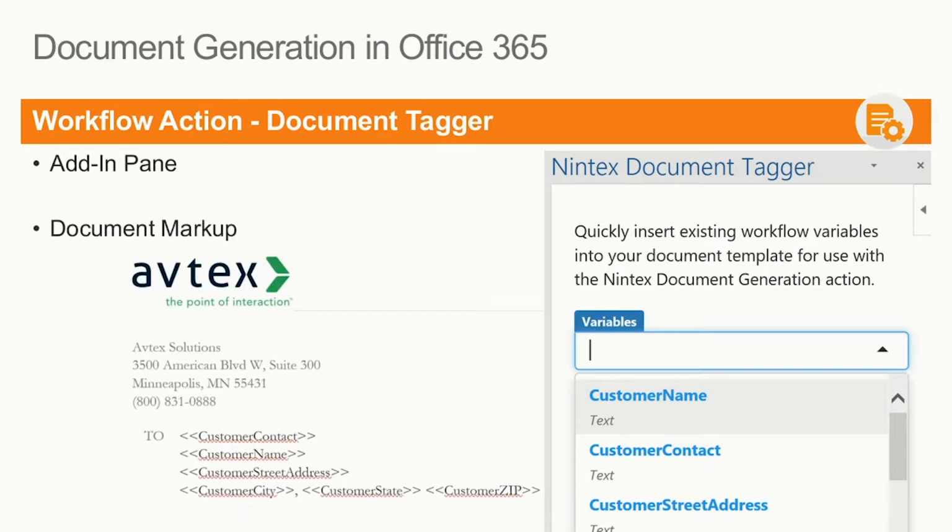But then your document markup itself starts looking like this. So as you choose an individual variable and you specify, okay, I want to inject that inside of this individual document itself, it basically puts the double brackets and all that kind of stuff in place. Utilizing the document tagger add-in is what provides Nintex the ability to actually inject that data in. So you need to make sure that you're not just typing those fields in place.